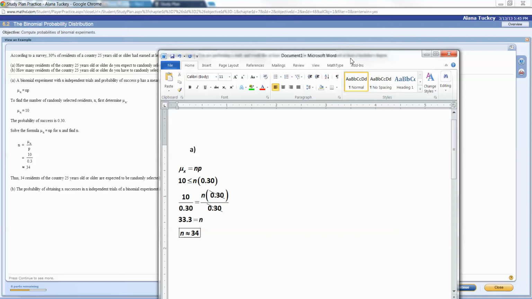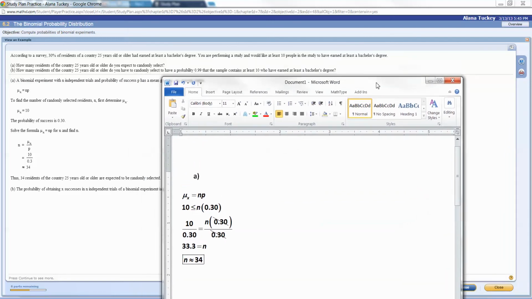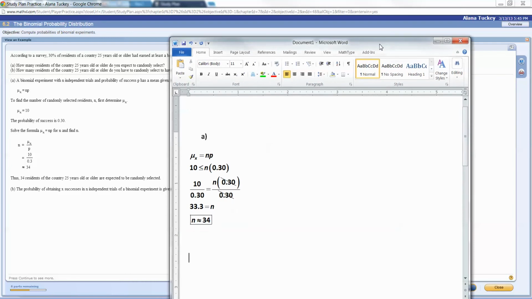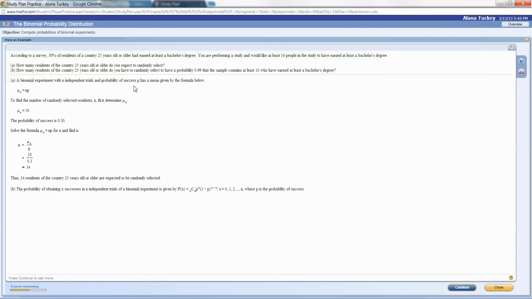I want the probability that the sample contains at least 10 who have earned a bachelor's degree. Okay, so let me just write that out. I want the probability that the sample contains at least 10, so x is greater than or equal to 10, to be equal to 0.99, roughly. Let's see, to have a probability of 0.99.